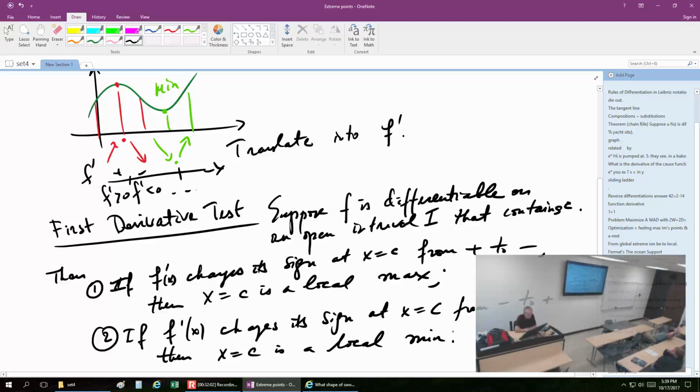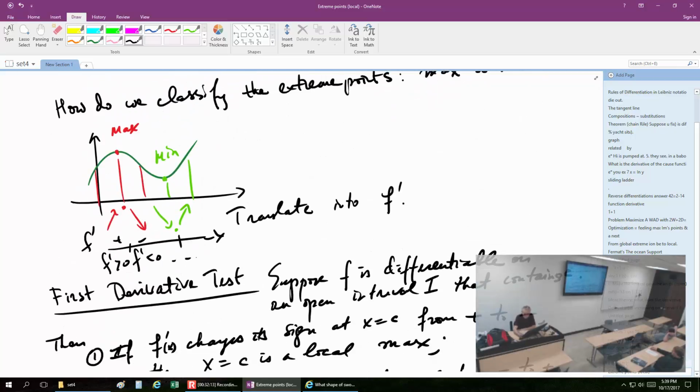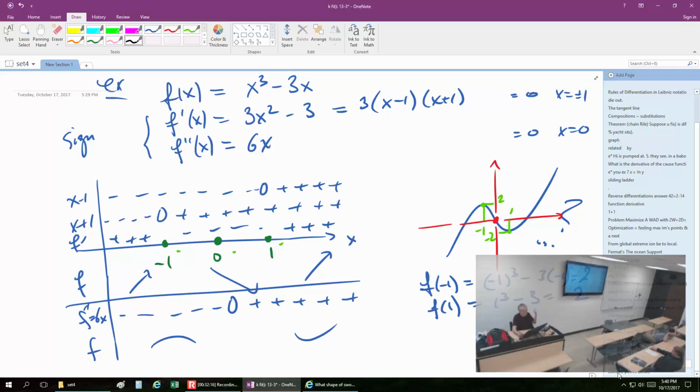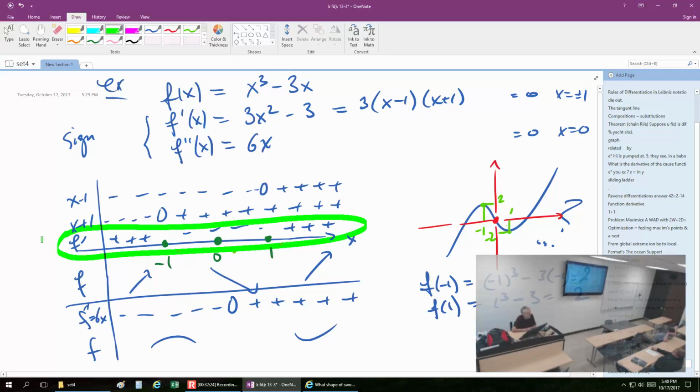Okay, so that's the first derivative test. The way we have been doing it is we pretty much have been using it already, right? Because every time we draw these pictures, we can see the change of sign. So over here is exactly what we just talked about. The first derivative is plus plus plus, and then minus minus. So it changes from plus to minus. What does it mean? It is a maximum.